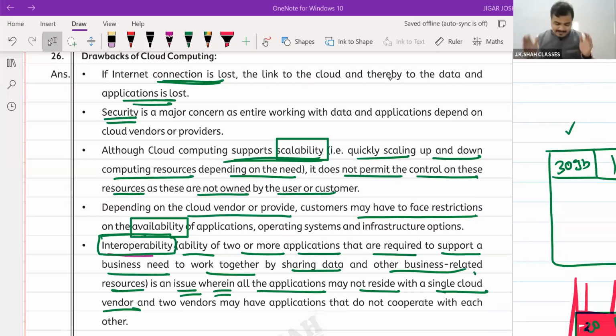Once again, I'm explaining the last point, that is interoperability. It means what? Some application you kept on one cloud, but that cloud does not have the space. Now you need to buy some services from another cloud.